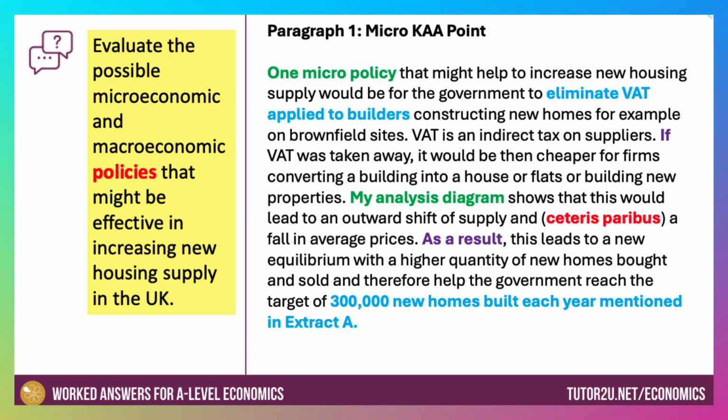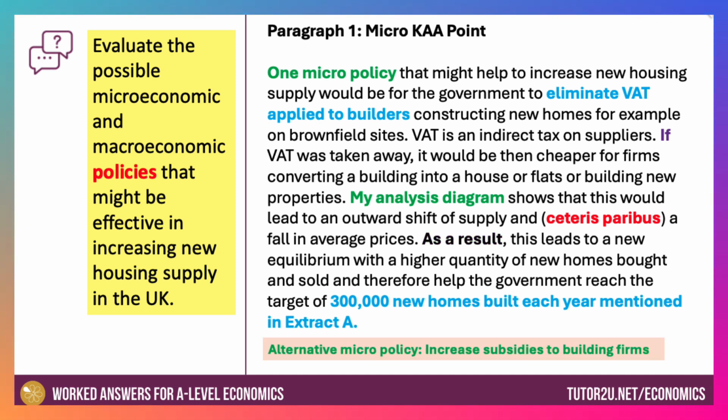Then I linked to an analysis diagram. I could have drawn the diagram first, that this would lead to an outward shift of supply and, other things being the same, a fall in average prices. As a result, nice connective phrase there, this leads to a new equilibrium with a higher quantity of new homes bought and sold, and therefore helps the government reach the target mentioned in Extract A. So some nice connectives, some nice flagging.